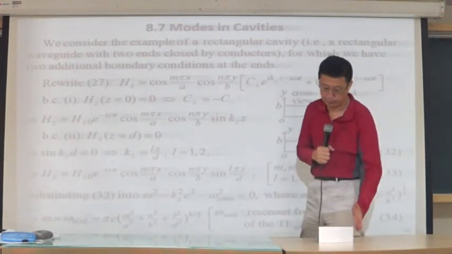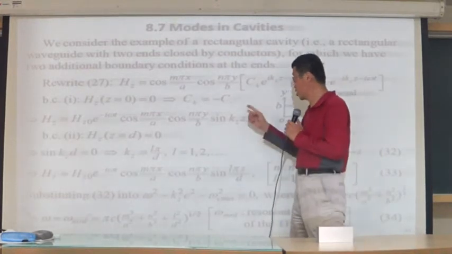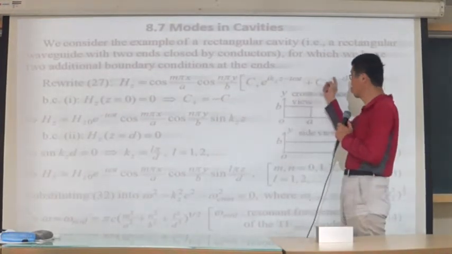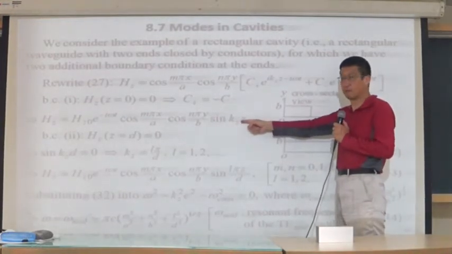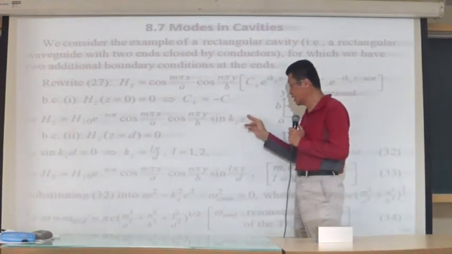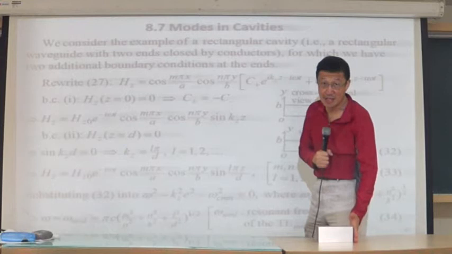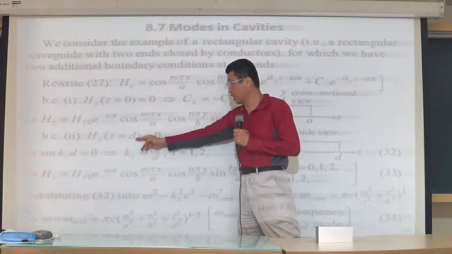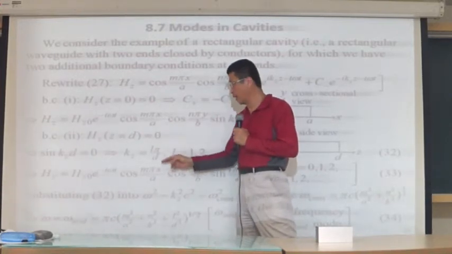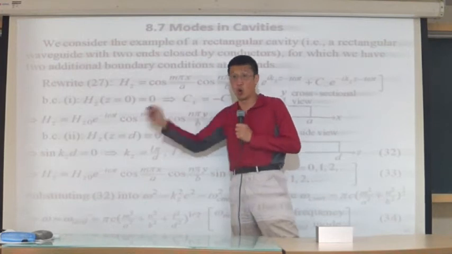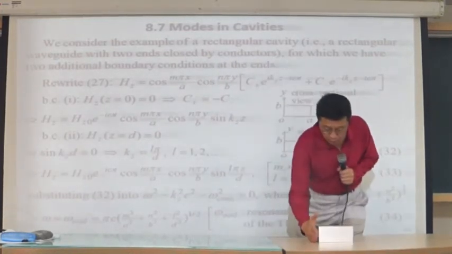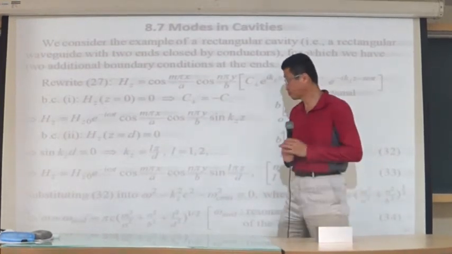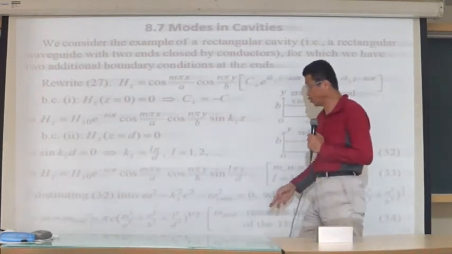We still have another one. Another one allows us to determine this one. Because there is a minus sign, this one becomes sine. So kz, on the other side, at z equals d should be 0. According to the boundary condition, we know kz will be quantized. This one determines the coefficient, and this one determines the wave number kz. So kz will be quantized.